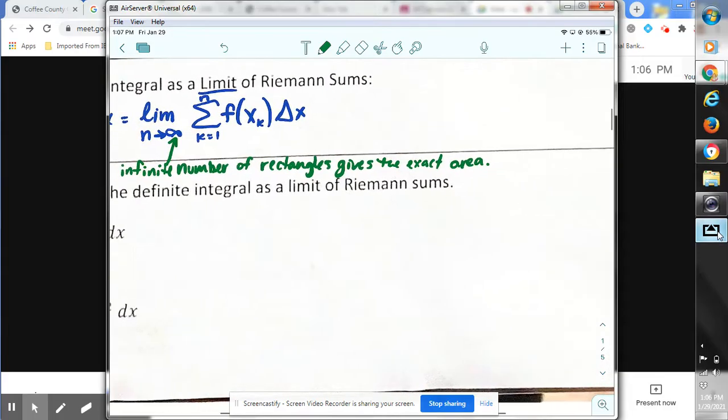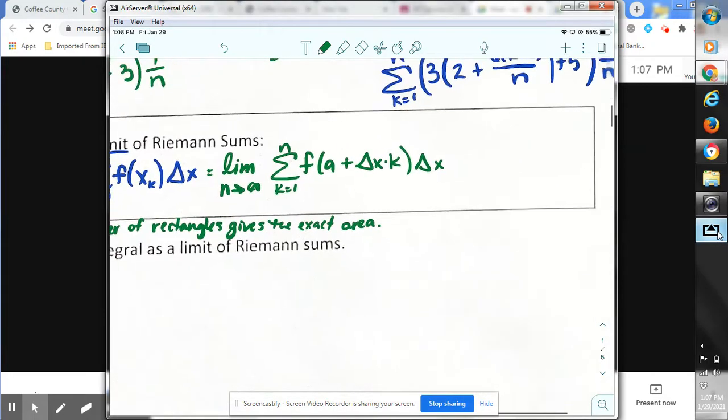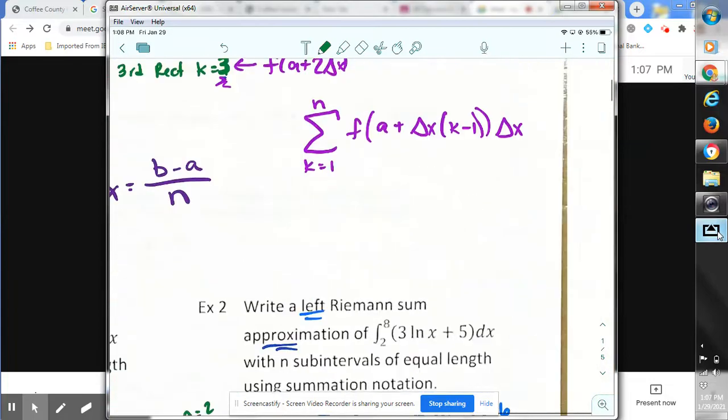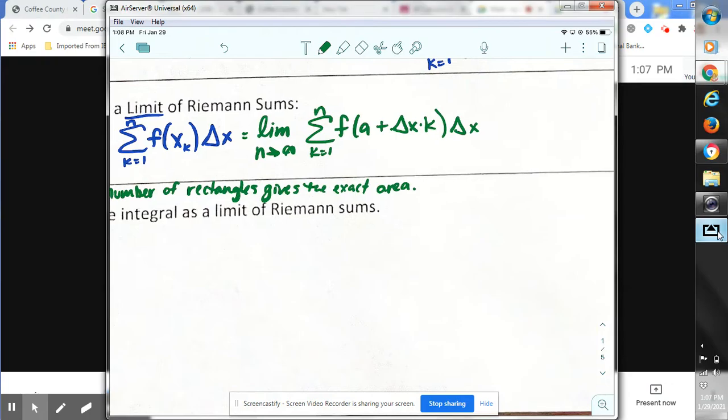Great, and then I'll just go ahead and write this using the right Riemann sum. So it could be the limit as n approaches infinity of the summation from k equals 1 to n of f of a plus delta x times k times delta x. Now, again, it's possible that you would use the left Riemann sum too, the k minus 1. They're both perfectly fine. Like I said, the right one we use a little bit more often, but they both work.